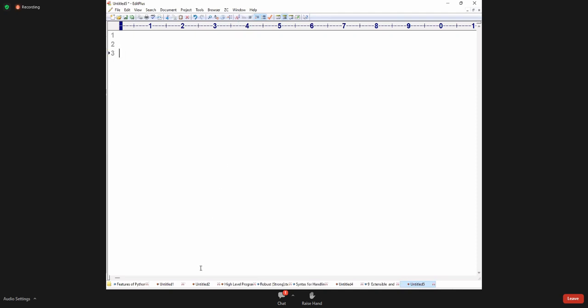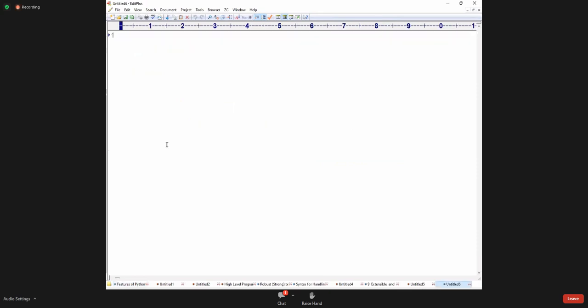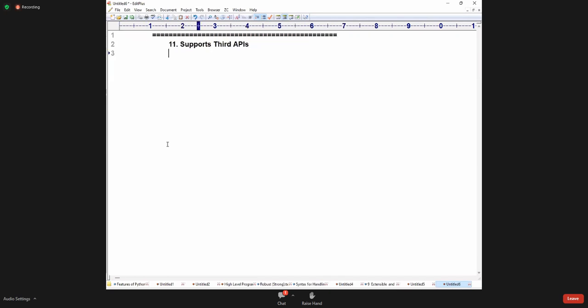Come to the point next. I'm going to introduce the next feature, the last feature. Did you understand embedded and extensible? Now I am entering into third party software. I'm going to introduce one more very important thing. What is it? Third party APIs. Third party APIs, which are also very important in the real world.